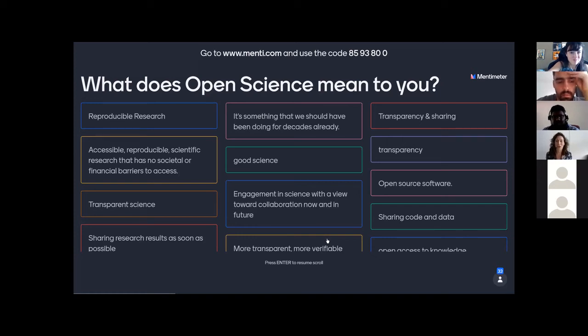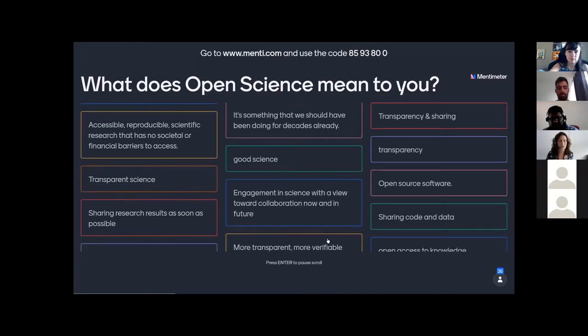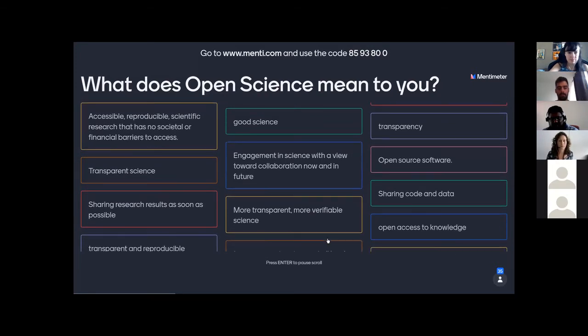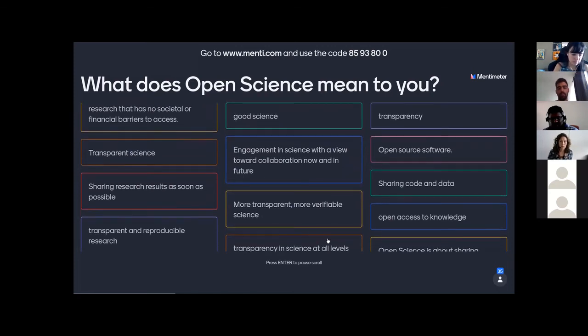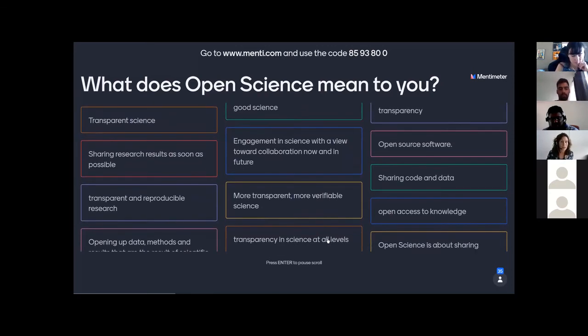Transparency and sharing, transparency, open source software, sharing code and data. We heard about that today already. Good science, engagement in science with a view towards collaboration now and in the future. Transparent science, accessible, reproducible scientific research that has no societal or financial barriers to access. Okay, let's go a bit further. See what the next ones are. Okay, more transparent, more verifiable science.